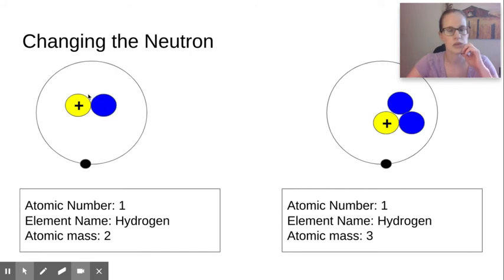Remember, I told you before we were going to round those masses to 1 and say that a proton has a mass of 1 and a neutron has a mass of 1. So this is a mass of 2. And this atom has an atomic mass of 3.